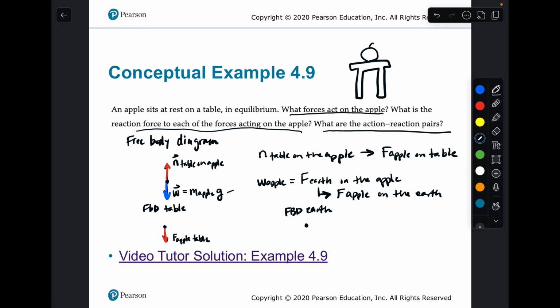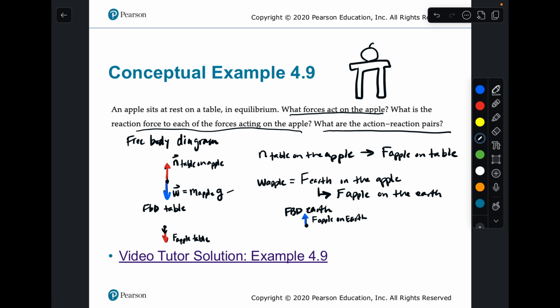So we would need to draw the free body diagram of Earth and draw a vector of it being pulled up by the apple, right? And so that would be this F apple on Earth. We could fill in the rest of the free body diagram of the table.